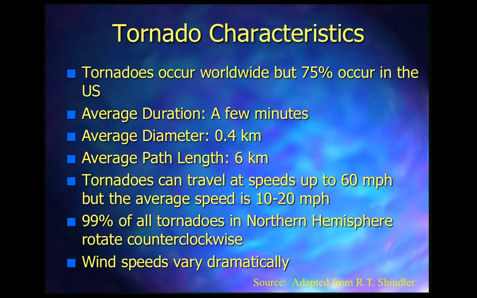The average speed is much lower. As you see there, the next to last bullet, most of the tornadoes in the northern hemisphere rotate counterclockwise. That is an indirect effect of the Coriolis force on the rotation of the parent updraft.